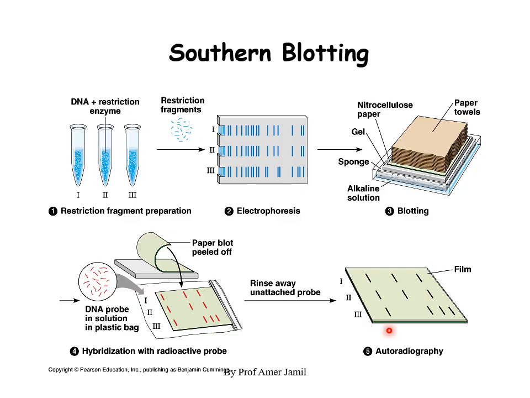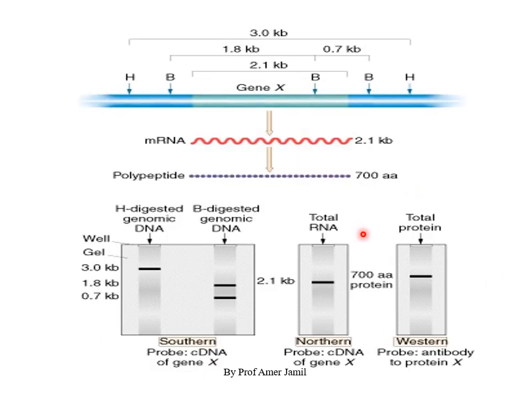Or sometimes there is a non-radioactive probe, and we can use fluorescence, or we can use chemiluminescence, or different methods of detection. So here I give you a comparison of Southern blotting with similar other techniques like Northern blotting.